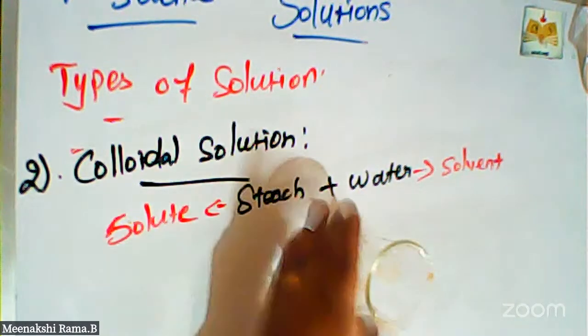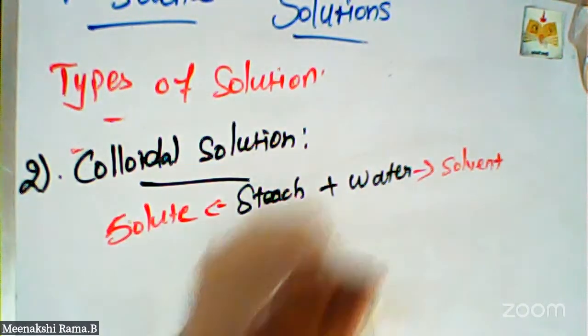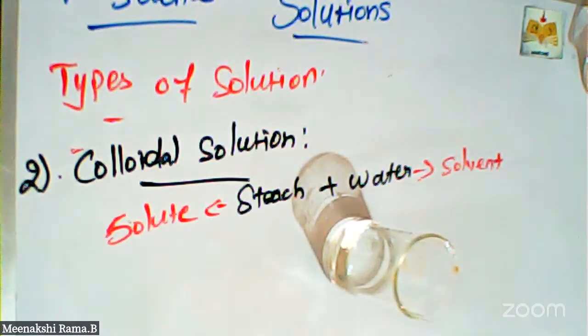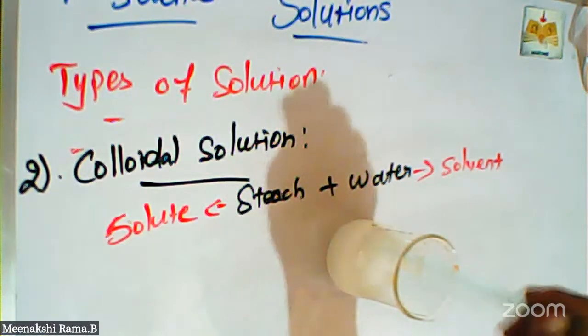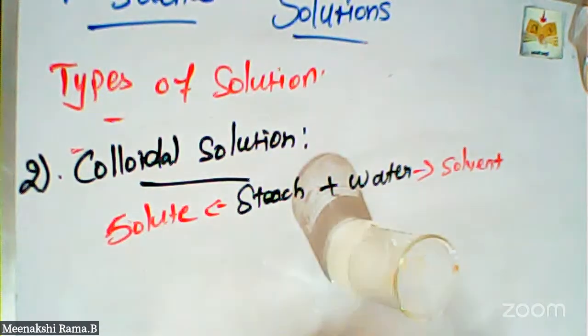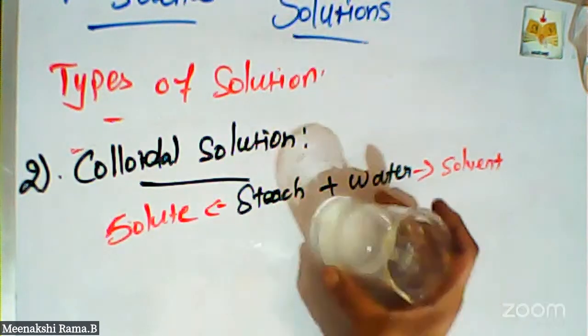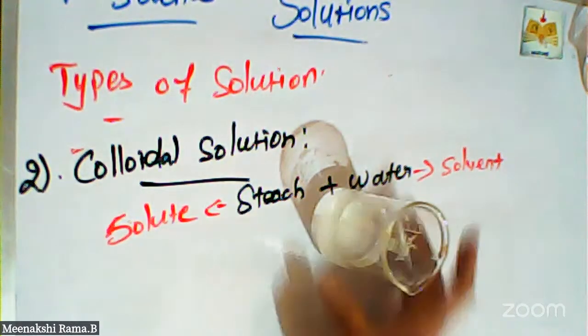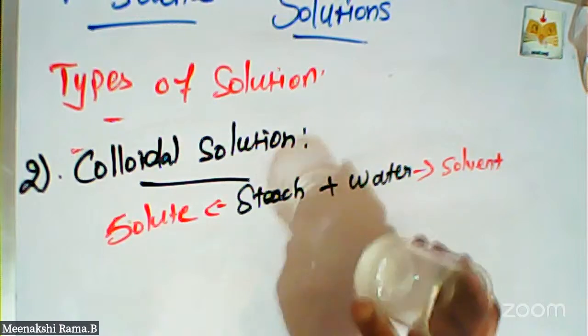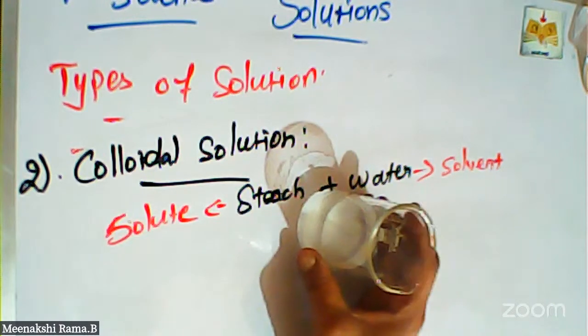So I'm going to take some amount of water and add some starch material. Now I'm going to stir this solute. Look at the solution. How is it? Yes, it looks cloudy. It looks like a cloudy nature. So it is not clear.